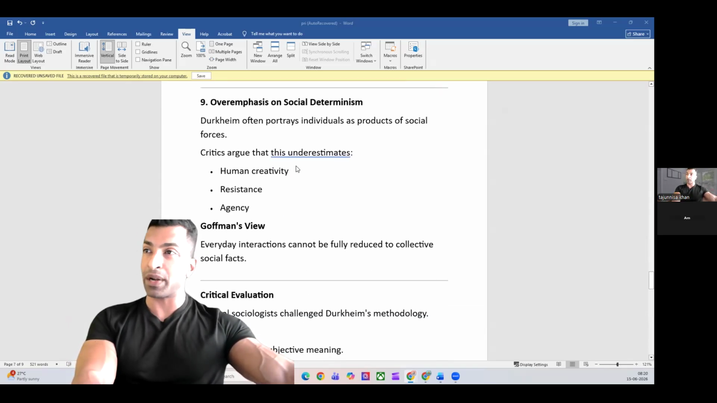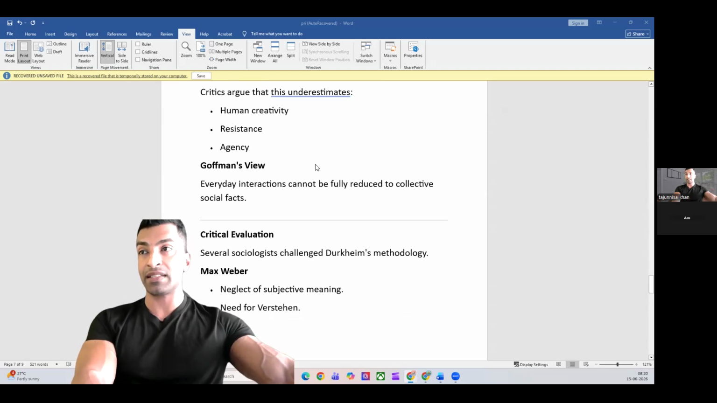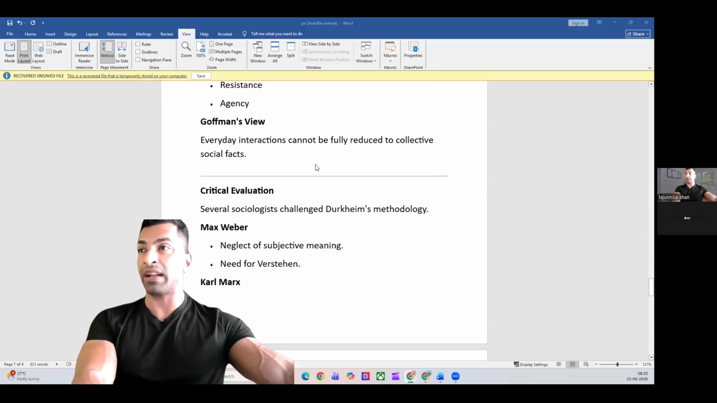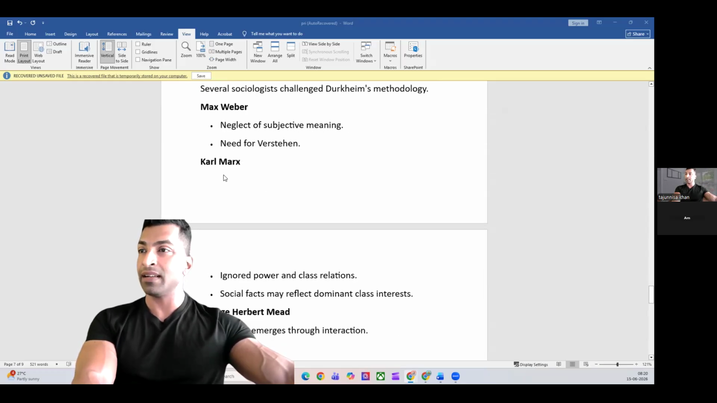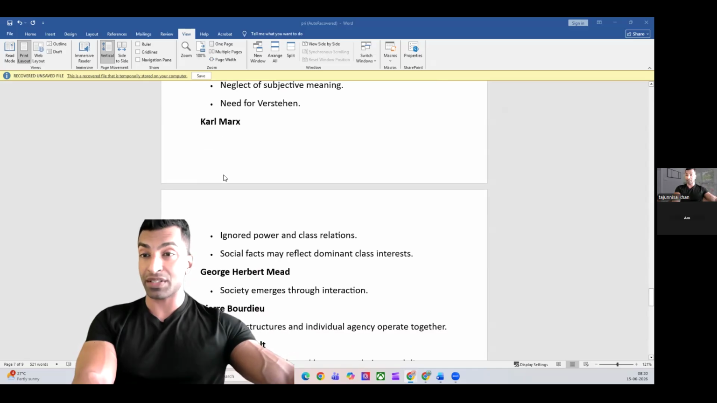But there are critics who argue that this basically underestimates human activity, resistance, and agency. Goffman's view you can add, we studied that. Now comes Max Weber: neglect of subjective meaning, the need for Verstehen. You can add that. Marx ignored power and class relations.